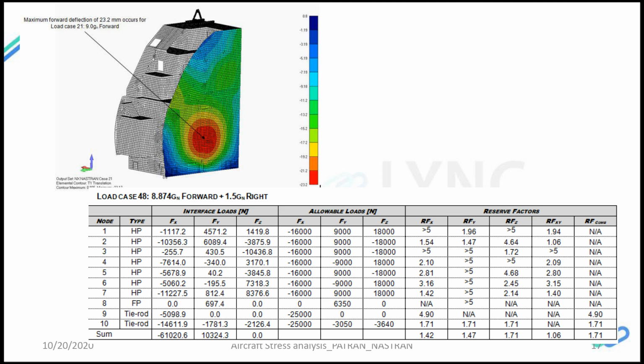So running the inertial load cases, you can understand that there is a combination of the inertial cases as well, and you can see the deflection plot, and also the interface forces, the forces at the attachment points. Those MPC forces have been extracted, and you can see the computation of the result factors.